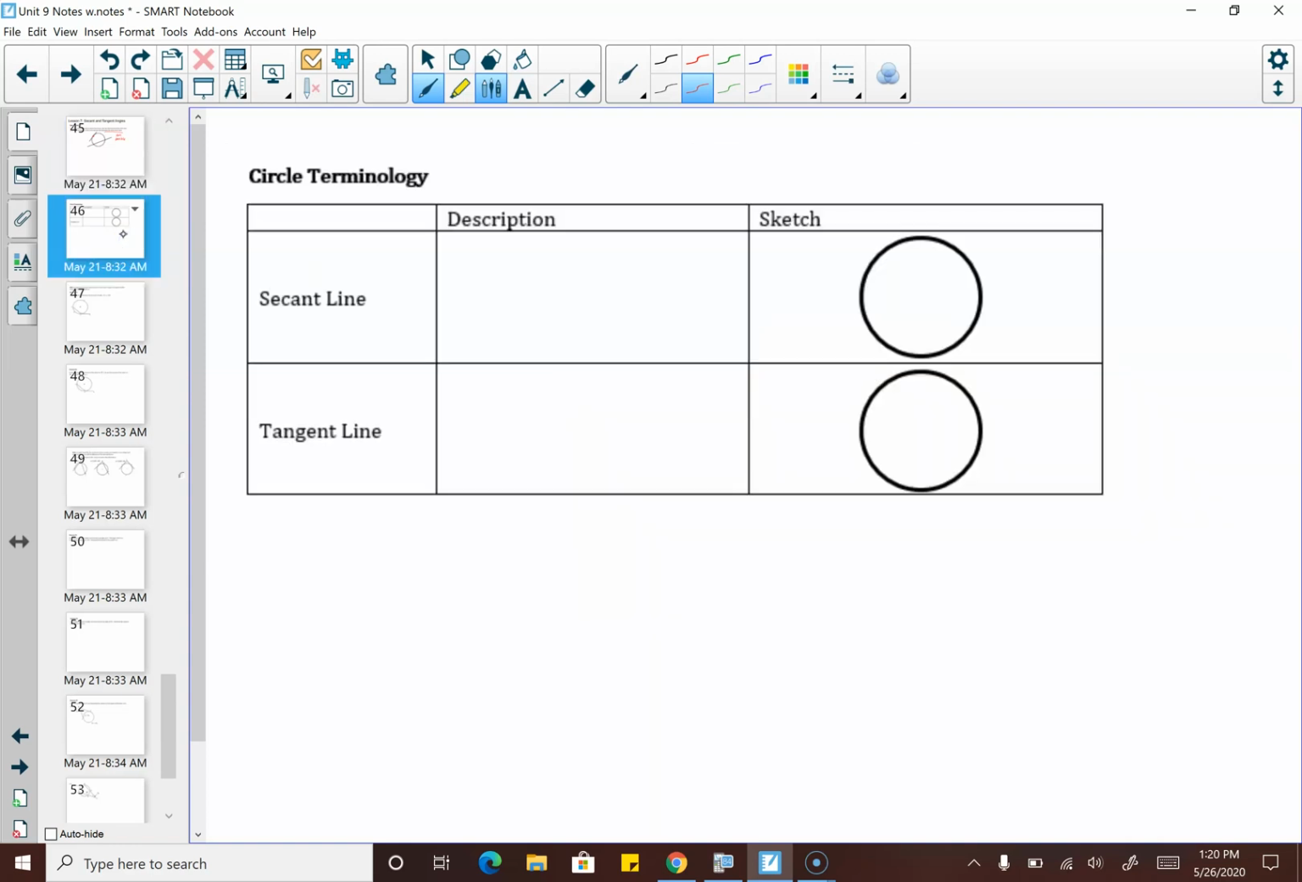So a couple new things, a secant line. Both of these lines are going to be involving a lot of exterior parts of the circle. So a secant line is a segment, it could be, or a line, so a segment or line from the exterior of the circle that intersects the circle twice.